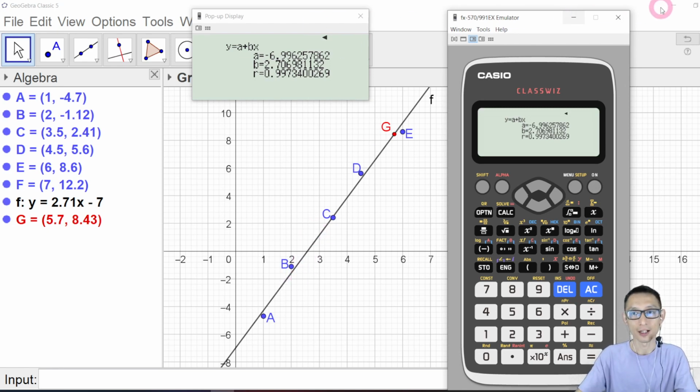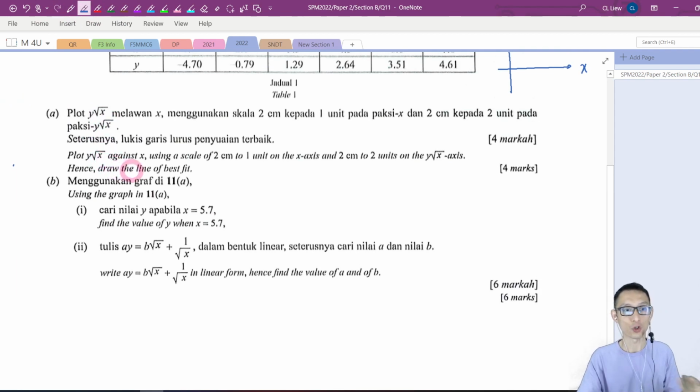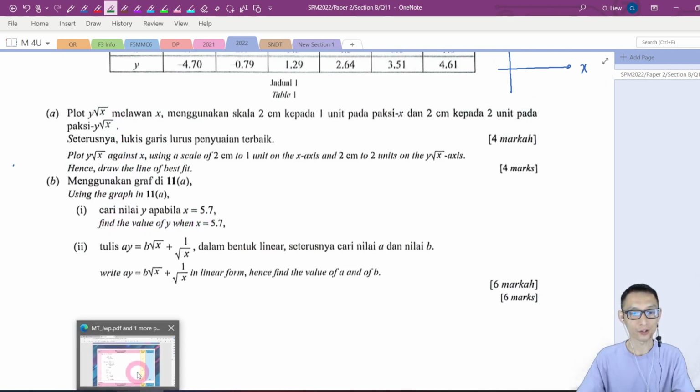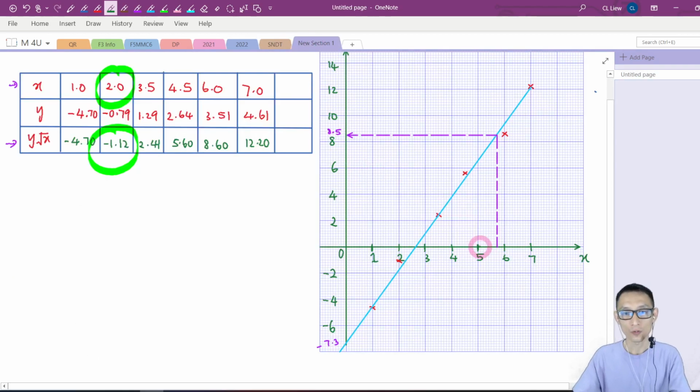Okay, now let's go back to this one. So for part B, we have done the part A, draw a graph and draw the line of best fit. Okay, now let's go to part B. What do we need to do here? Find the value of y when x is equal to 5.7. Okay, so look for 5.7. Draw a dotted line, go up, touching the graph, and then go horizontally until the vertical axis here, and read the value. So what I got here is 8.5.